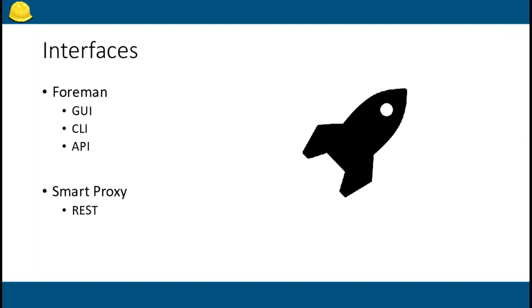So, ways to interact with it. I'm going to mostly show you the GUI tonight. But we also have a command line tool called Hammer, which is pretty full-featured and is, again, pluggable, so you can extend it. And we have a fully supported API, so if you want to write wrappers around that, you absolutely can. And I do know people in the community who are just using the Foreman proxy without even bothering with Foreman because they like that REST API to talk to DHCP or DNS or TFTP or what have you. And again, the proxy is pluggable as well, so you can extend it for your own uses.